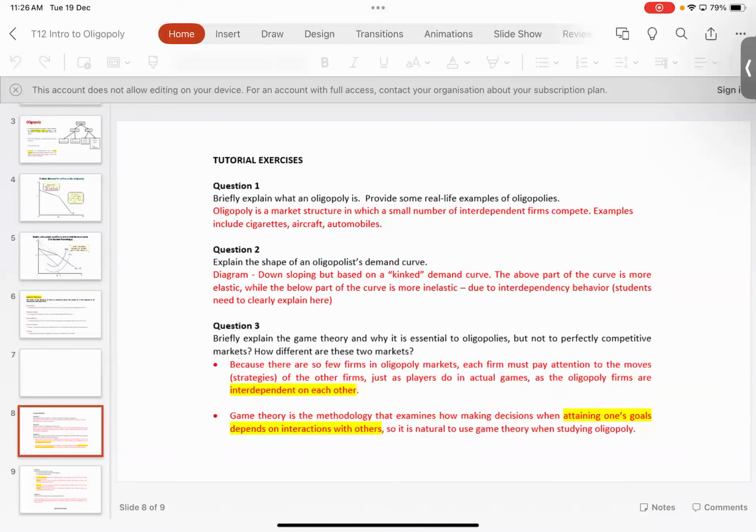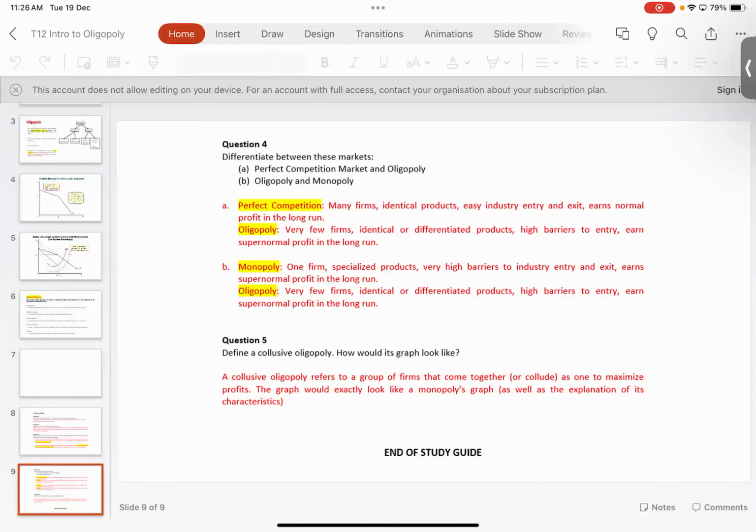So that's the answer for this one, the one I highlighted for you. Another one that I highlighted for you is that game theory is relevant when you make decisions where attaining one's goals depends on the interactions with others. So therefore this is why you only learn about game theory under the oligopoly market structure.